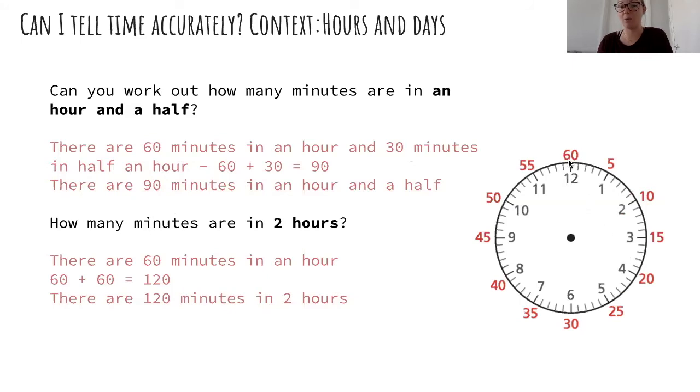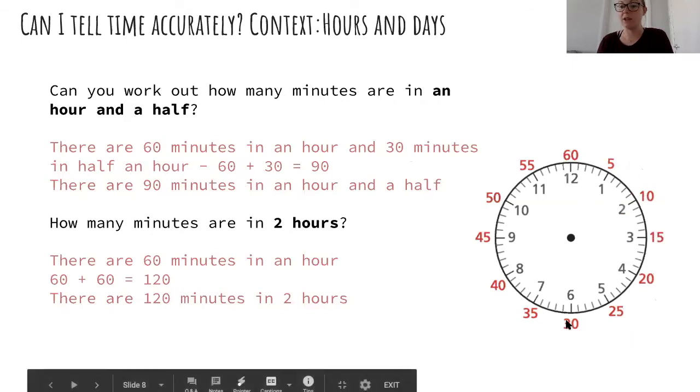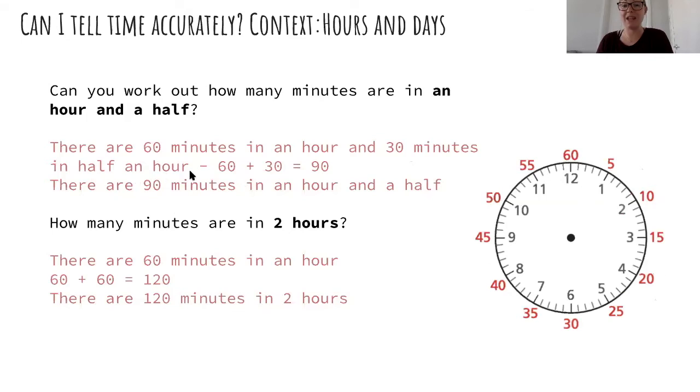Here's my hour. I want to add another half an hour. So I could do 60, 65, 70, 75, 80, 85, 90. So I could work it out that way if I had a clock in front of me. So there are 90 minutes in an hour and a half.